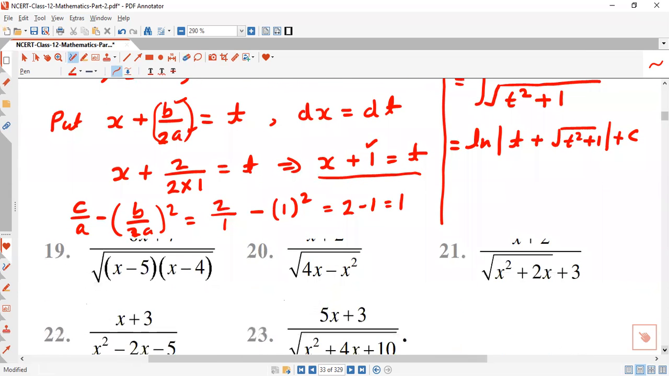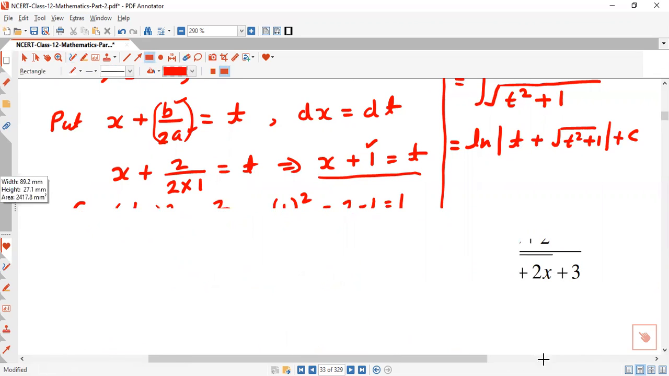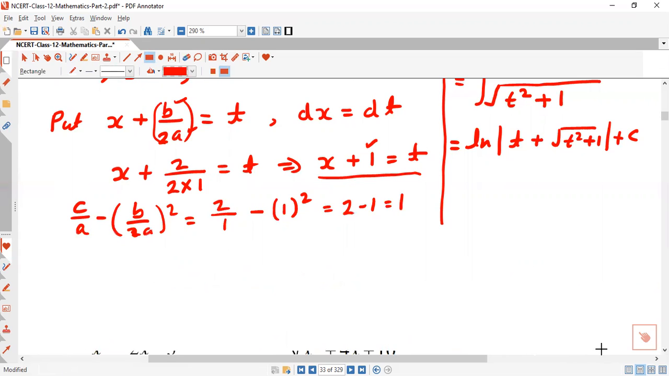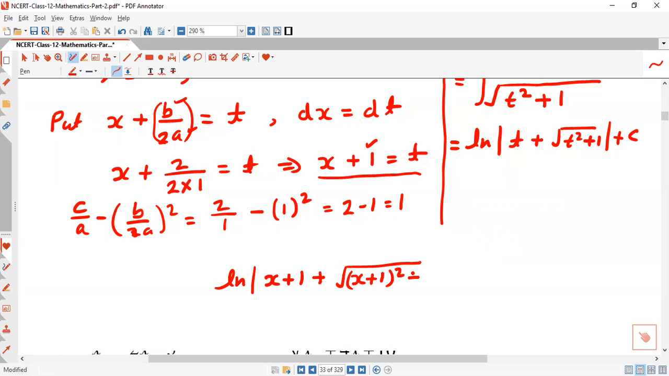Let me put the value. So now we put the value of t, and you get the answer: log of mod x plus 1 plus under root x plus 1 whole square plus 1, plus some constant. This is the answer.